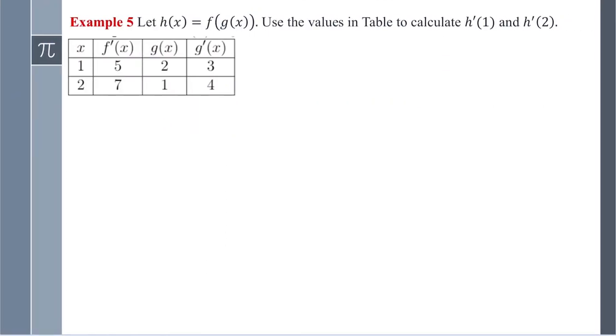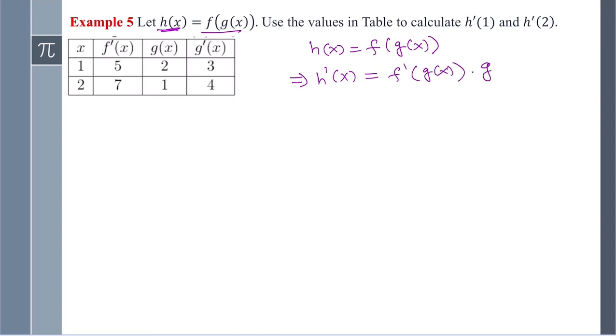Now let's look at this last problem in this video where we are going to use this table to find the derivative of the composition function, okay? So this composite function here, h of x equals f of g of x. Now if we find the derivative of this function, h prime of x equals the derivative of the outside function, which is f prime of g of x, times the derivative of the inside function, which is g prime of x, okay? So that's the derivative.